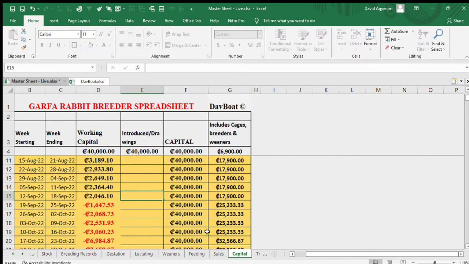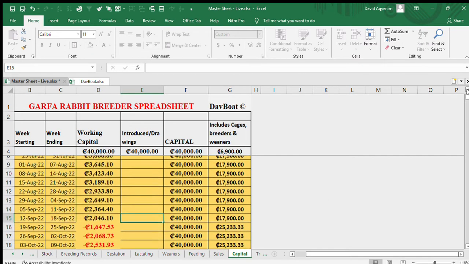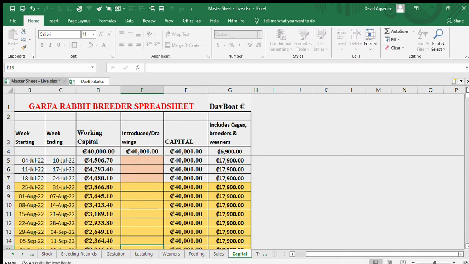Remember that at the parameter side, we mentioned that our starting capital is 40,000. So this is the 40,000 here. That's the capital, our starting capital. Then this is the cost. This is the value, the farm value, which includes the cages, the breeders, and the winners.